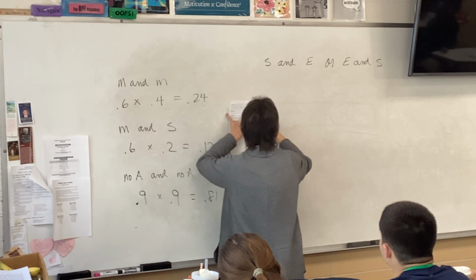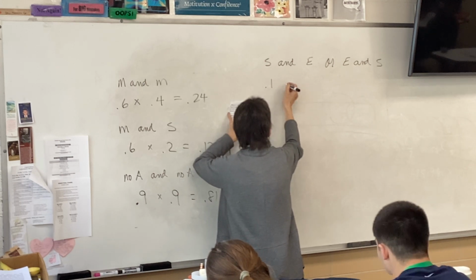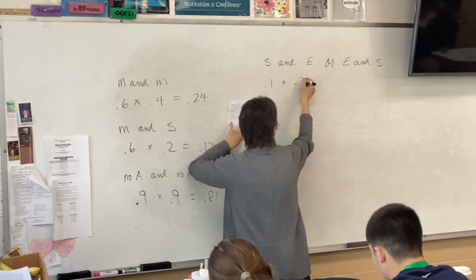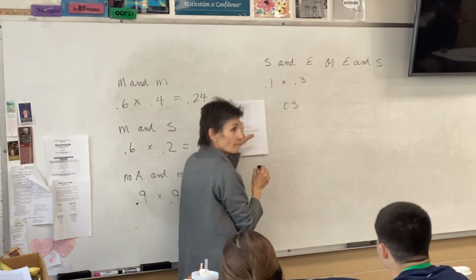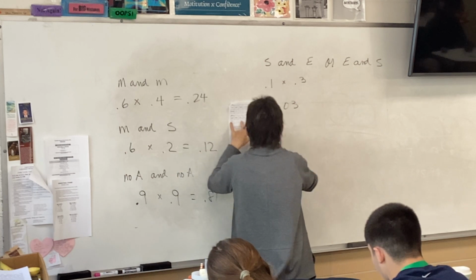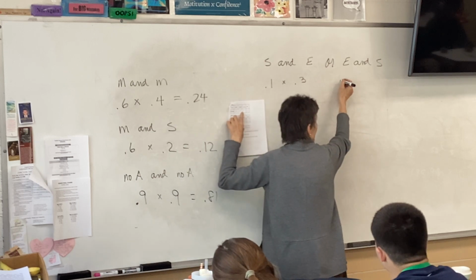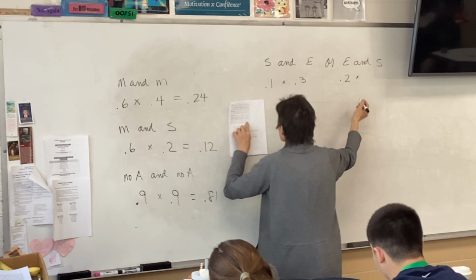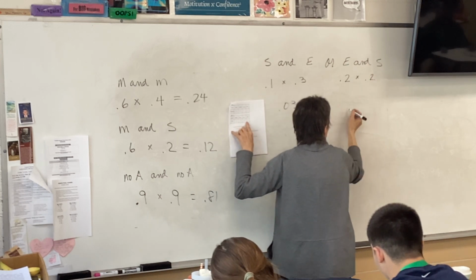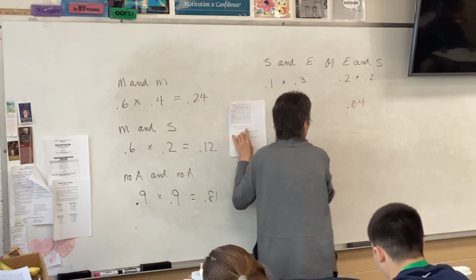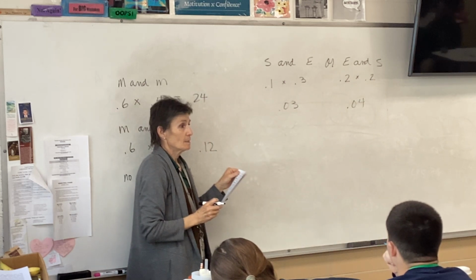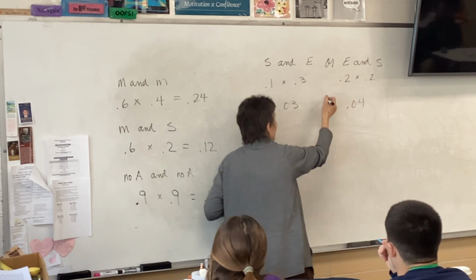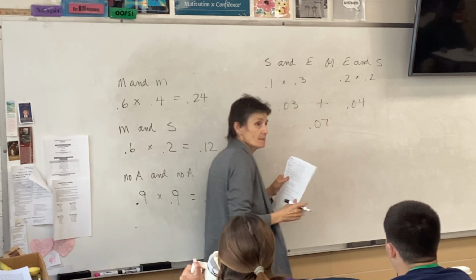Science out of the first one would be 0.1, and English out of the second is 0.3, so that's 0.03. Now I need English out of the first one, so that's 0.2. And science out of the second one, that's another 0.2. So that's 0.04. Now, since it could be either this or that, I'm going to add them, and the answer is 0.07.